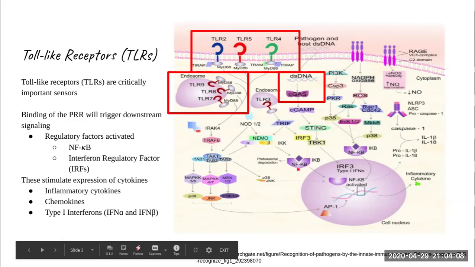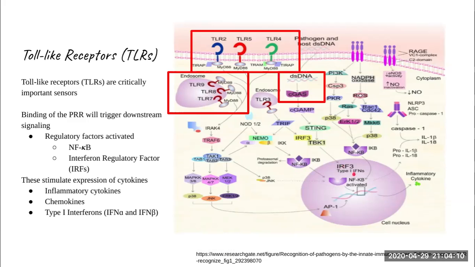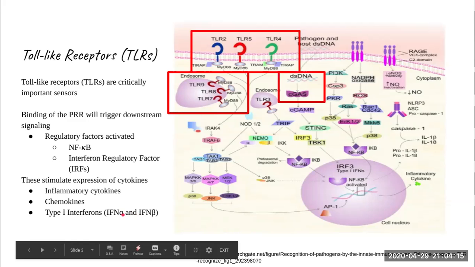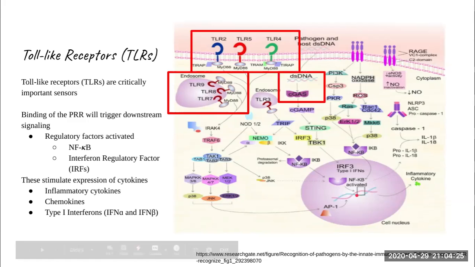And these are typically inflammatory cytokines, or these things that we call type 1 interferons. So type 1 interferons are your classic antiviral response. They consist of interferon alpha, interferon beta. And these cytokines will help mediate the clearance of whatever infection it is.